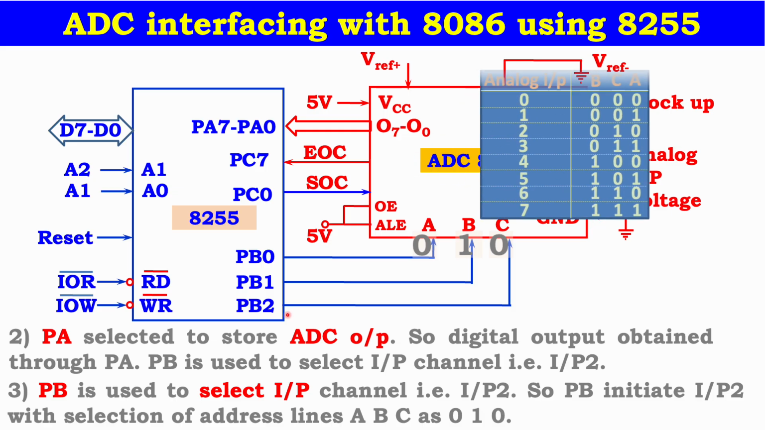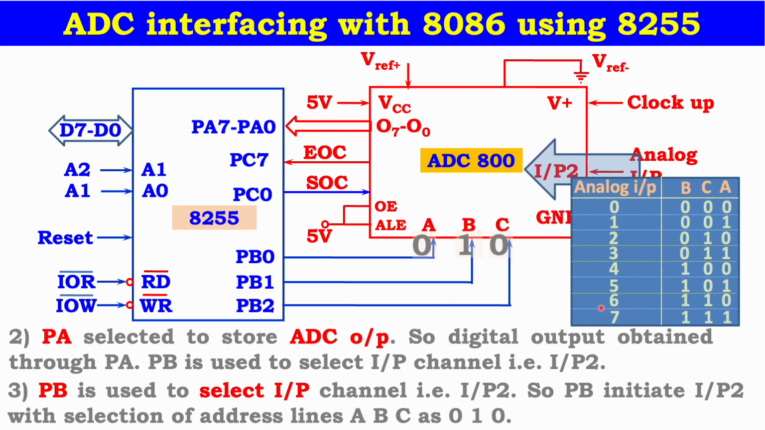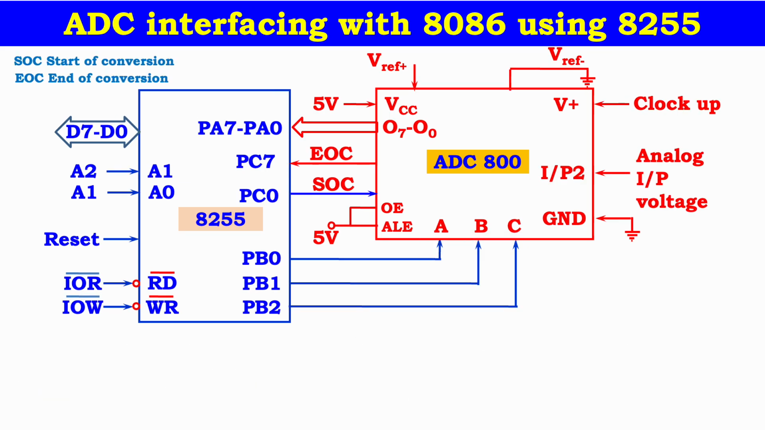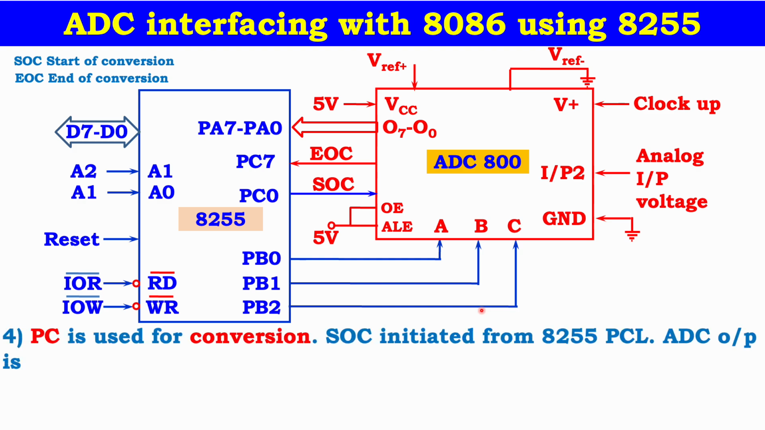Let us see if you want to select 5. What is that? 101 is the corresponding signal from port B. So this is the entire selection of an input from port B. Now let us see step number 4. So what is step number 4?